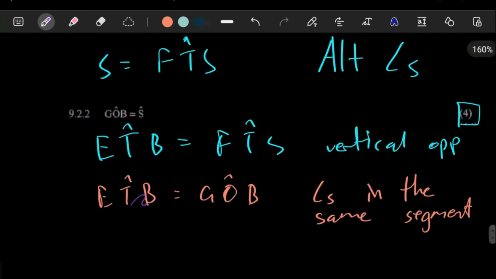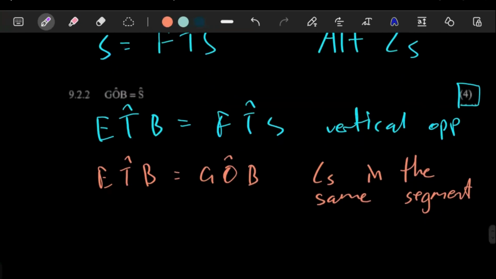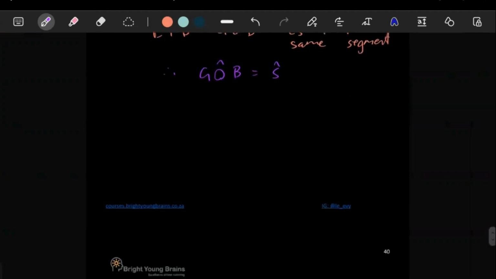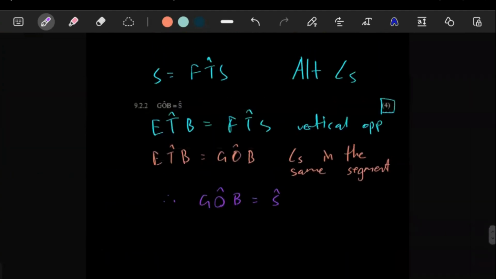So, all things considered, we have said that this is equal to GOB, this is equal to FTS, and FST is equal to S. So we can say therefore GOB is equal to S. That's a conclusion, basically, because you can trace it. This is equal to that, this is equal to that, and this is equal to S. They're all equal to each other. Now we can move on to question number 10.